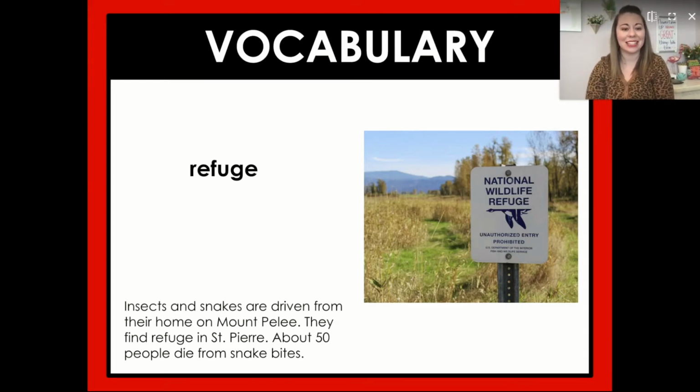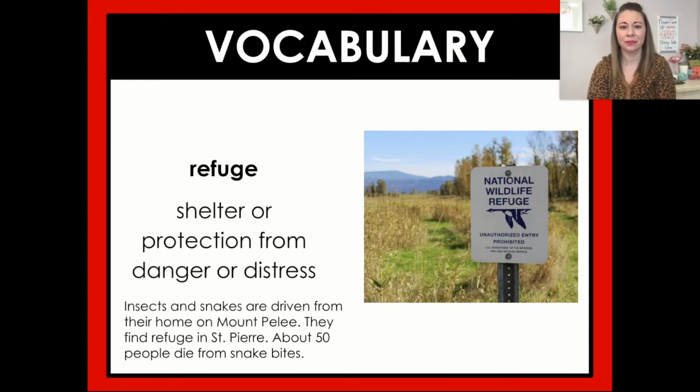From the text, it says, insects and snakes are driven from their home on Mount Pelée. They find refuge in St. Pierre. About 50 people died from snake bites. What do you think refuge means? It means shelter or protection from danger or distress. So in this case, the insects and snakes had to find refuge from their home. They had to get shelter and be protected from danger from where they normally lived.